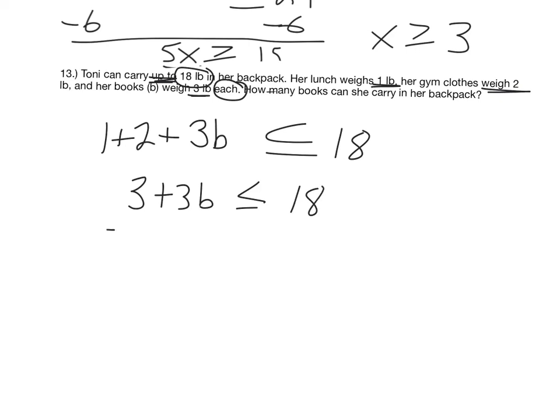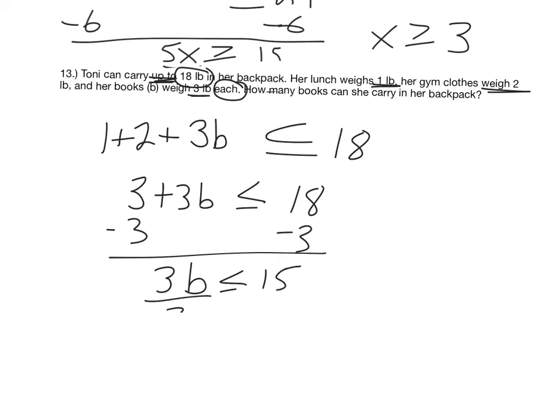We'd subtract 3 on both sides, which would be 3b is less than or equal to 15. And then we divide by 3 on both sides, and that would give you your answer, which means she could carry at most, she could carry up to 5 books. That's it. She can't carry any more than 5 books.